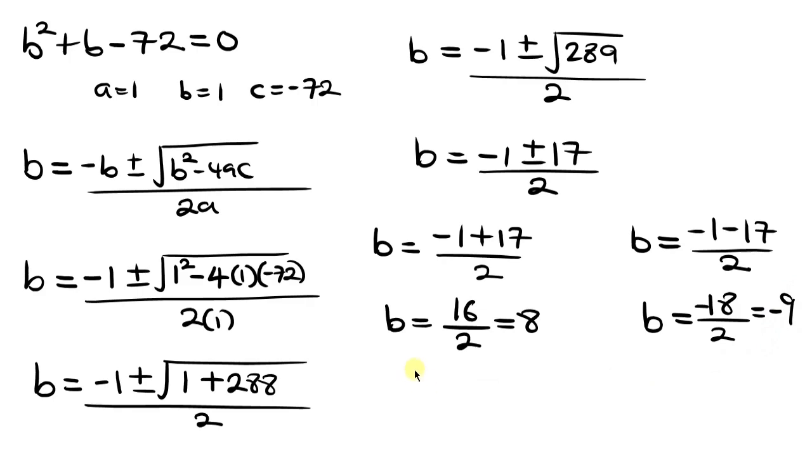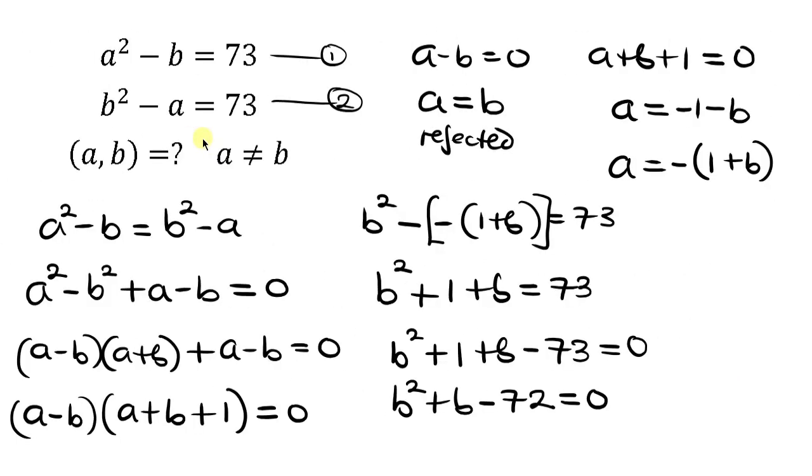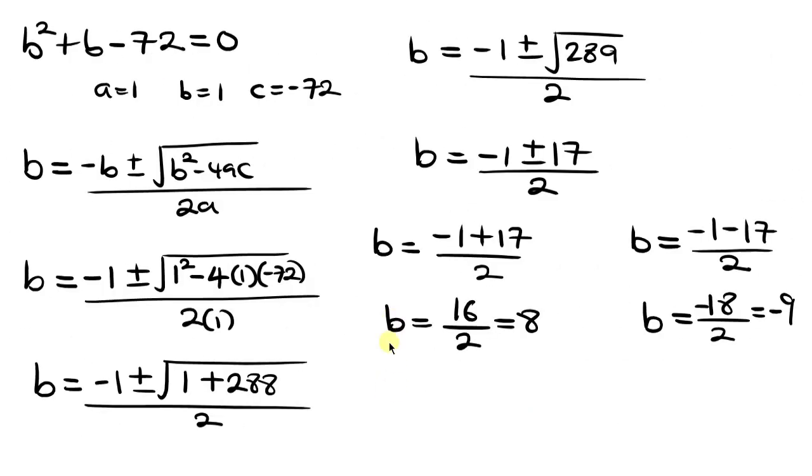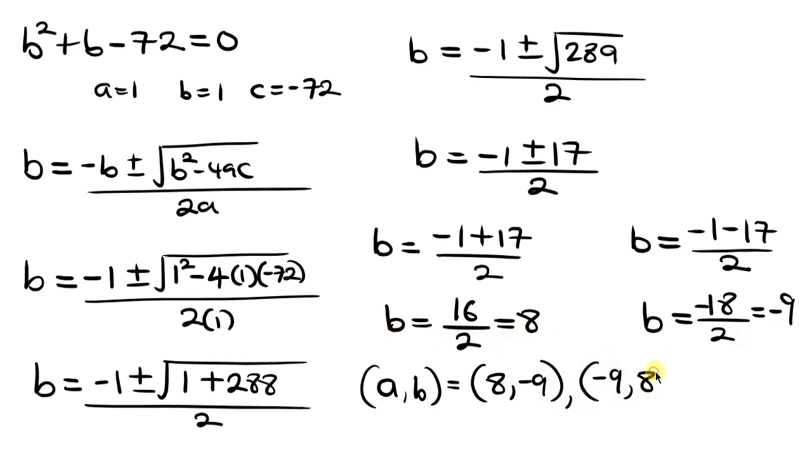And from our given equation, let me show you real quick. Notice that the equations are symmetric, which means if I swap the positions of a and b, the expressions will still be the same. And for that, we can say the values of a and b are, for example, when a is 8, we take the value of b to be negative 9. And when a is negative 9 this time around, we take the value of b to be 8. And this is our final answer.